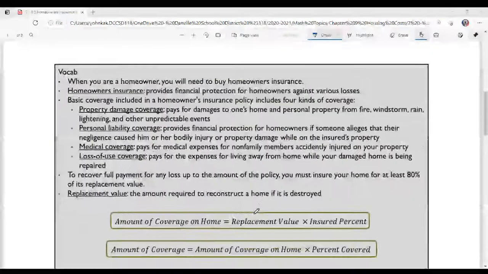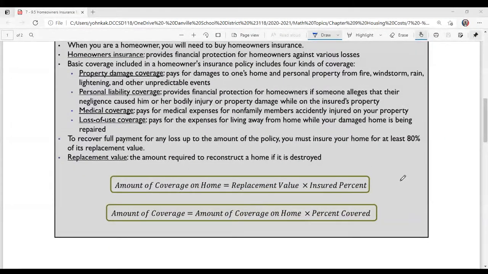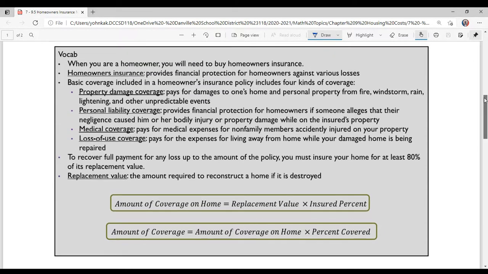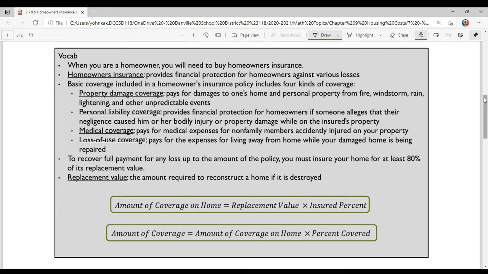Okay, so when you are a homeowner, you will need to buy homeowners insurance. Homeowners insurance provides financial protection for homeowners against various losses. There are 4 kinds of coverage that you could potentially have in your insurance policy. The first type is called property damage coverage. And this is a type of insurance that pays for damages to one's home and personal property from fire, windstorm, rain, lightning, and other unpredictable events.